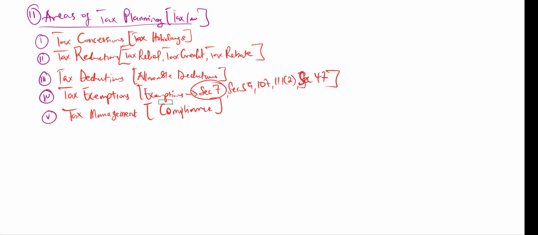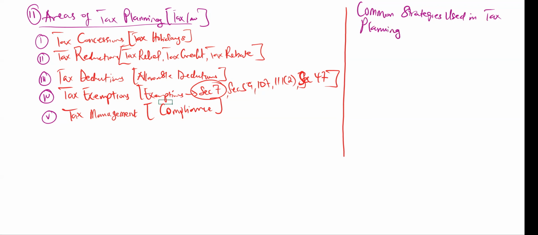So put it down, and then let's look at common strategies used in tax planning. There are three main strategies used in tax planning. So write it down. There are three main strategies we use in tax planning. The first is what we call a, what's the word I want to use? Timing. Is that?